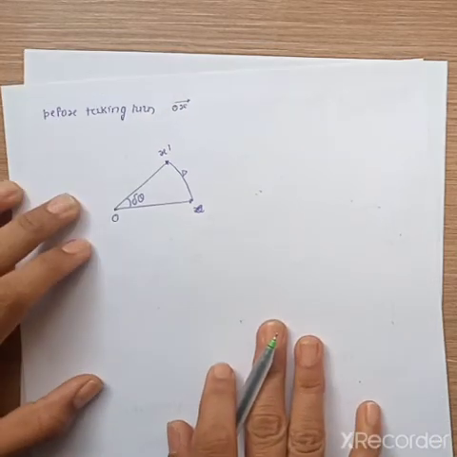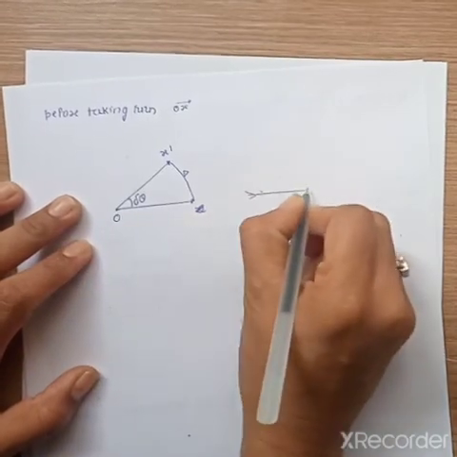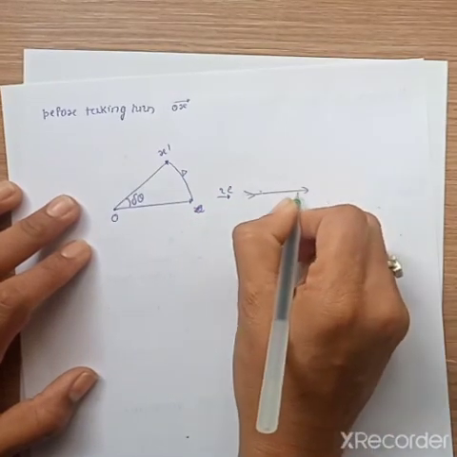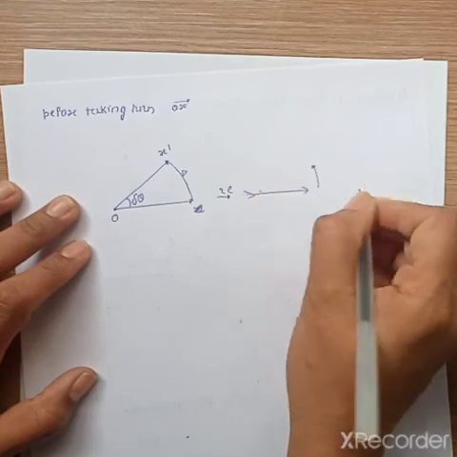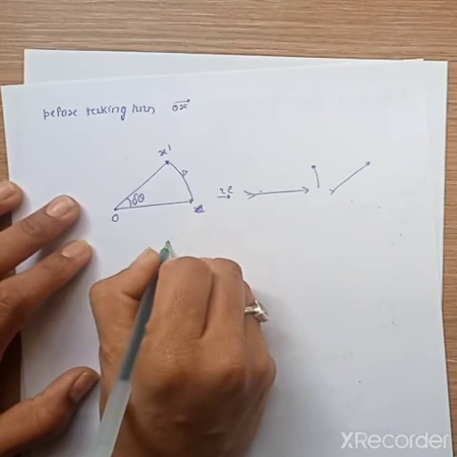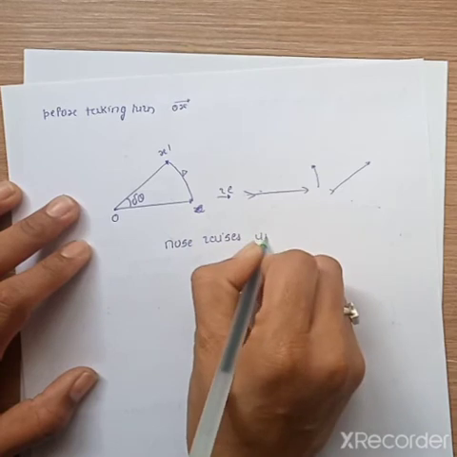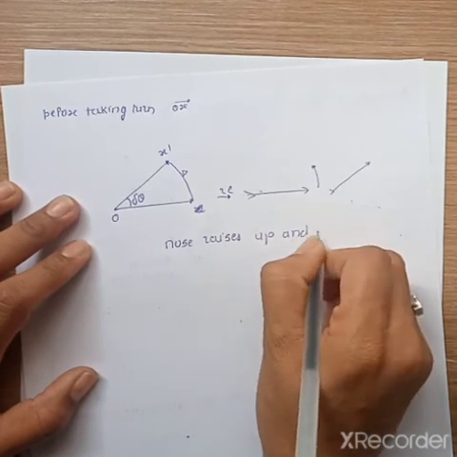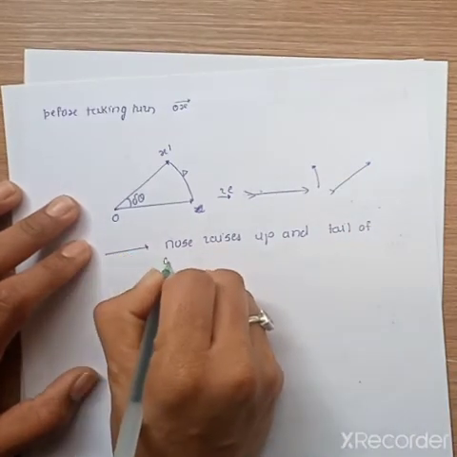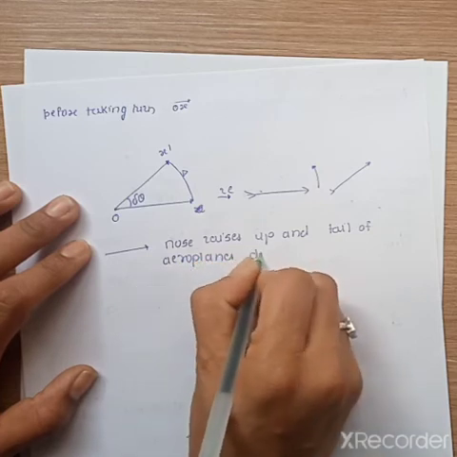Hence we can analyze a case here, that is when the plane is observed from the rear end, okay, and it takes a left turn, okay. So from this we can say that the nose rises up and the tail of the aeroplane dips down.